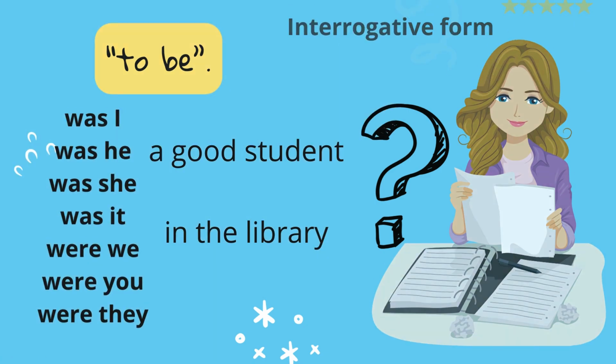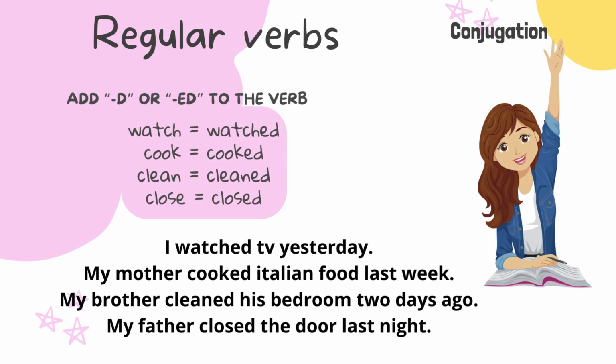Then we are going to continue and let's talk about the regular verbs. The conjugation of the regular verbs, we are going to add the d or ed to the verb. For example, watch, watched. Cook, cooked. Clean, cleaned. Close, closed.